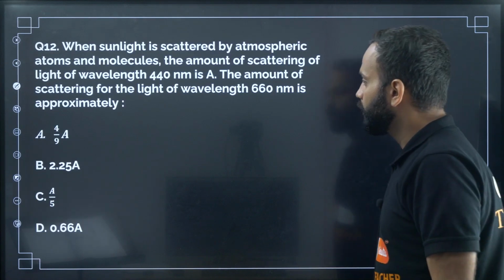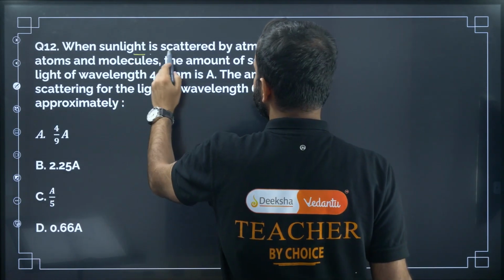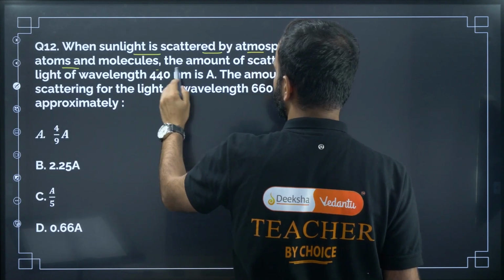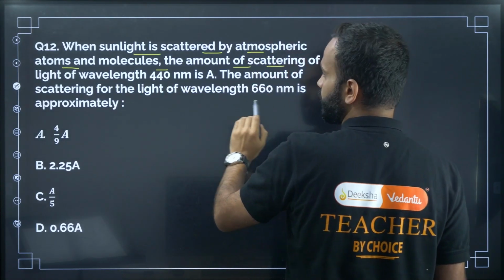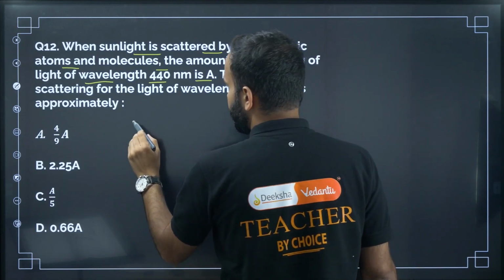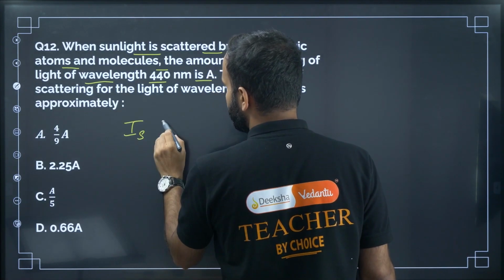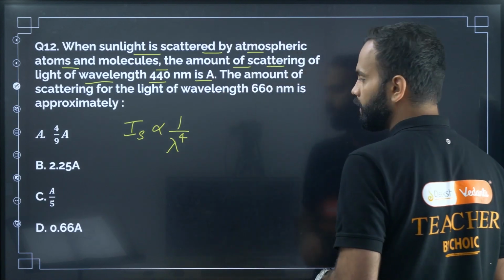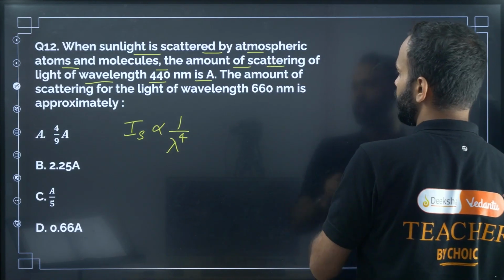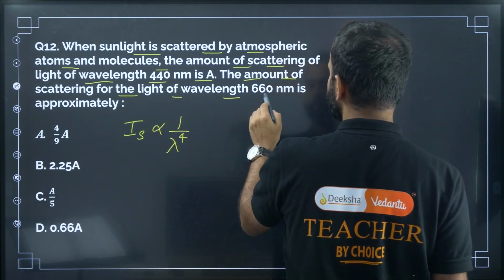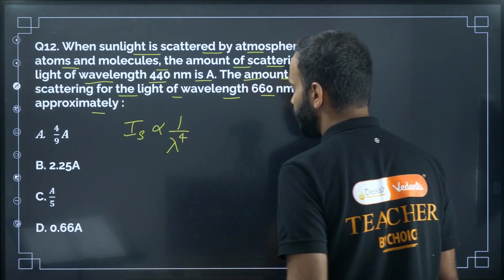Question number 12. When sunlight is scattered by atmospheric atoms and molecules, the amount of scattering of light of wavelength 440 nanometer is A. We know that the scattering is inversely proportional to the 4th power of wavelength of the light. The amount of scattering for the light of wavelength 660 nanometer is approximately.